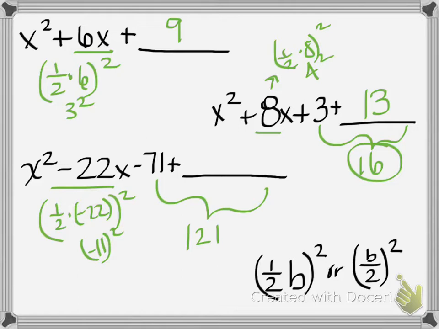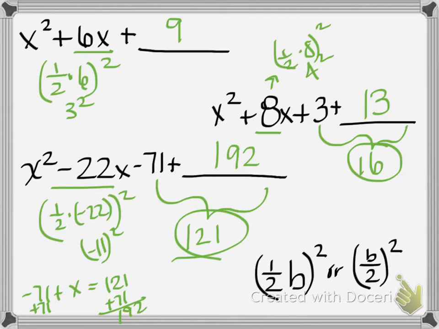You can write a simple equation. Negative 71 plus some number, we can use x, is going to equal 121. You'd end up adding 71 to both sides to realize that it's going to be 192. When we add 192 to negative 71, it gives us 121, which will make this a perfect square trinomial. We're going to be using this in the lesson today as we complete the square.